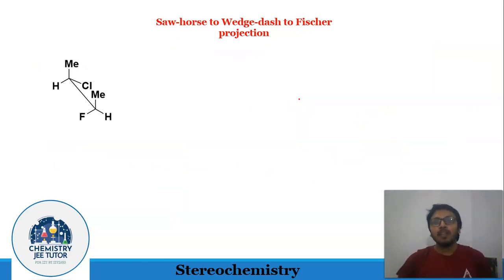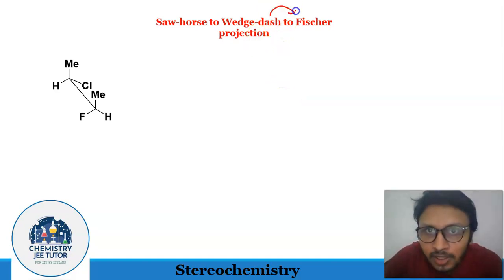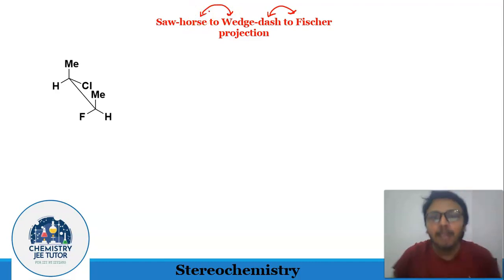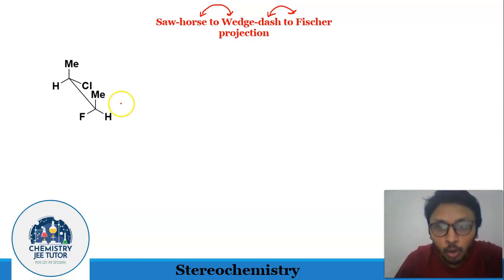So we want to convert a Sawhorse to a wedge dash and then a wedge dash to a Fischer projection. So it's a continuous process. We know how to convert a wedge dash to a Fischer. This we know, but first we need to convert this to this, and then we will convert that to the Fischer using our knowledge. Again, remember the trick. I'm just telling the tricks here. How do we convert a Sawhorse to a wedge dash?